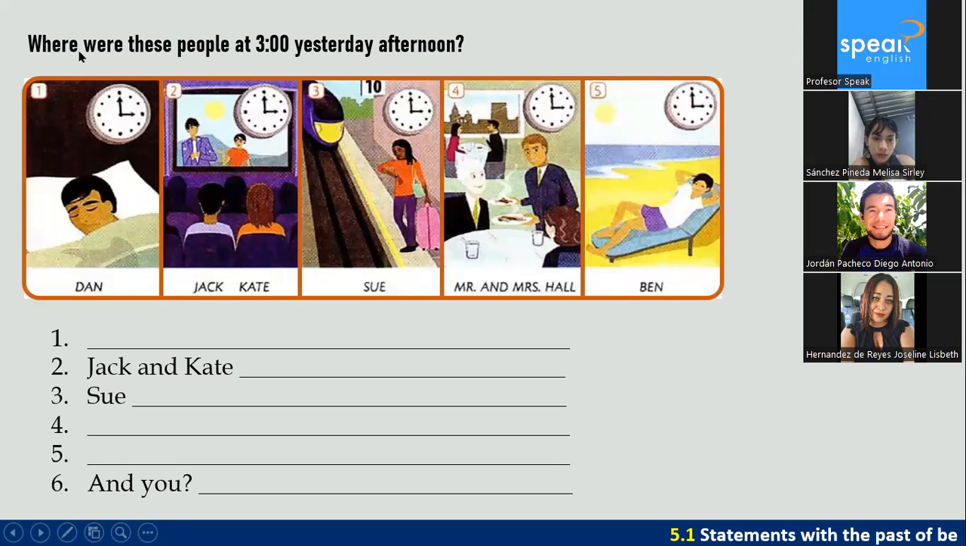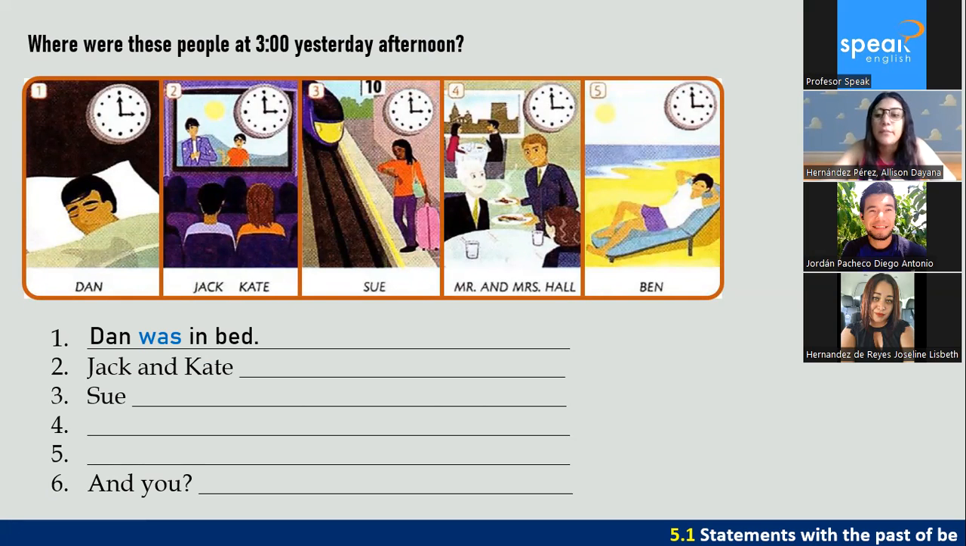It says, where were these people at 3 yesterday afternoon? So we have Dan, Jack and Kate, Sue, Mr. and Mrs. Hall, and Ben, right? I'm going to give you the first example. The first sentence is that Dan was in bed at 3 yesterday afternoon. What about Jack and Kate, guys? What do you think? Where were they yesterday? Jack and Kate were in the cinema.